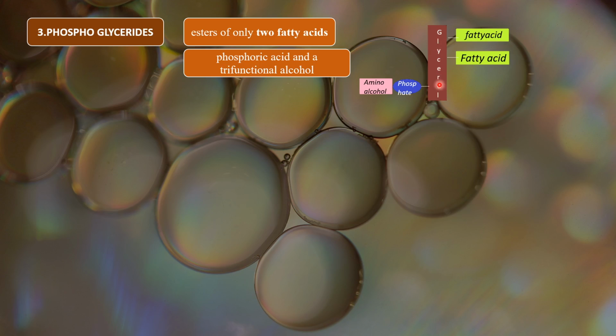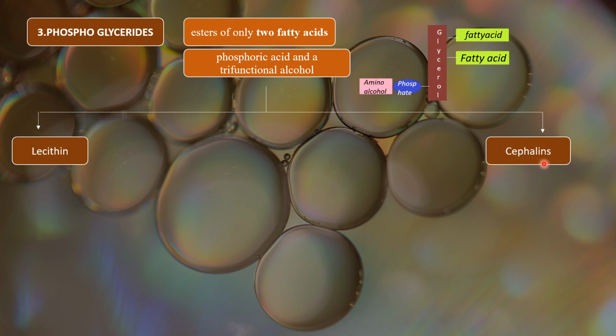structure of phosphoglycerides, where you can see this is the glycerol, a 3 carbon compound, the alcohol, attached to 2 fatty acids. So this is an ester of 2 fatty acids. There is one phosphate molecule, and with it an amino alcohol is attached. Depending upon which kind of amino alcohol is present, phosphoglycerides are of 2 types. These are lecithins and cephalins.